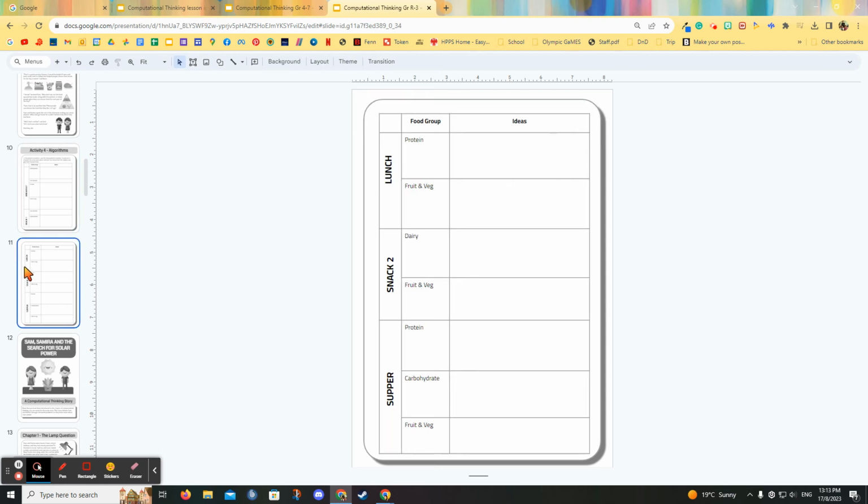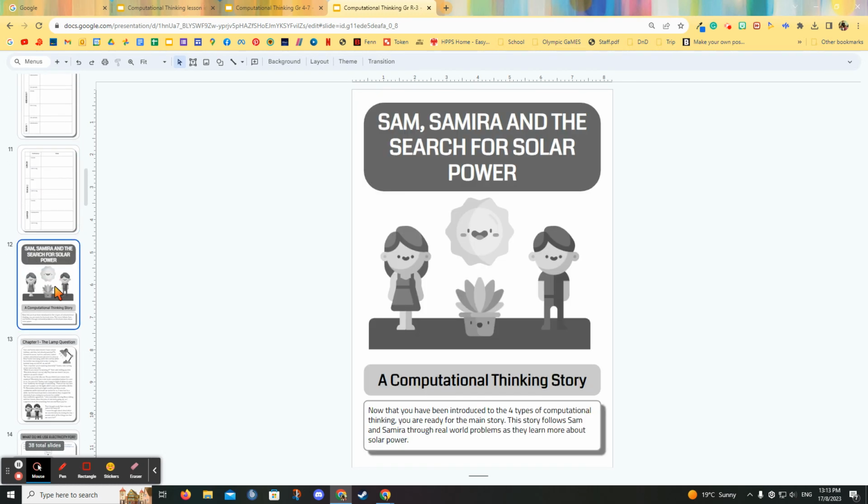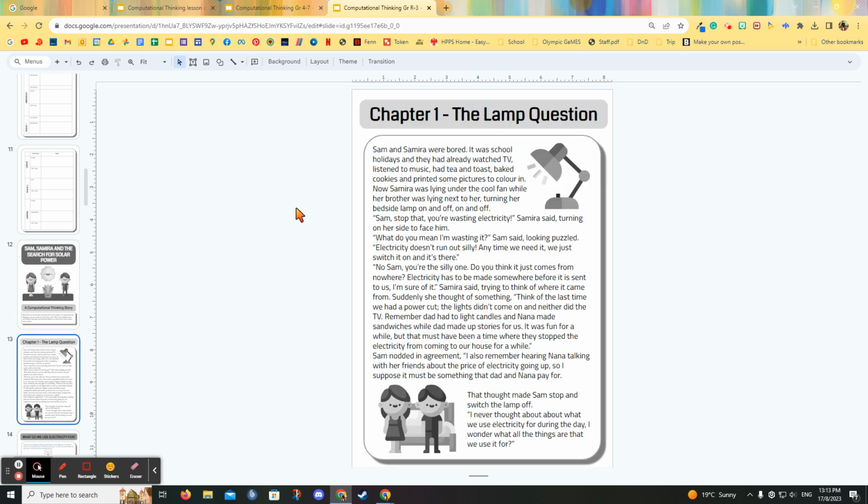Okay, in the next section of the lessons, you have the actual story, which is the full story: Sam and Samira and the search for solar power. It starts off with chapters for each part of the story, and at the end of the chapter, there's an activity for them to do.